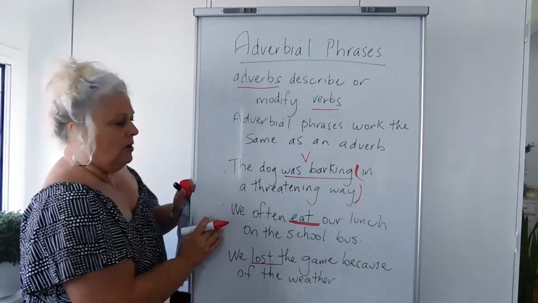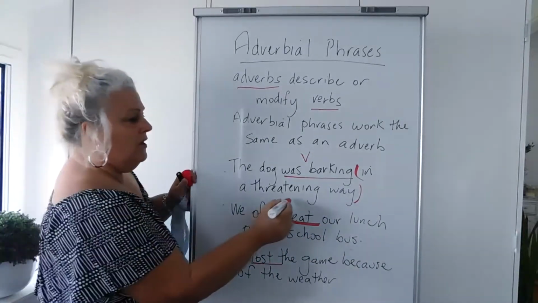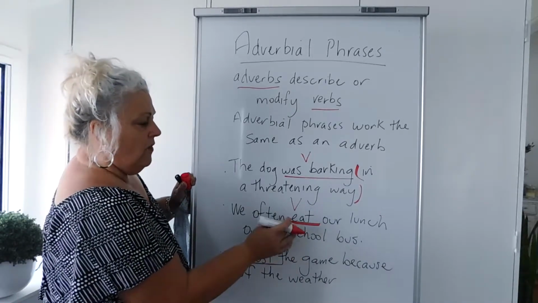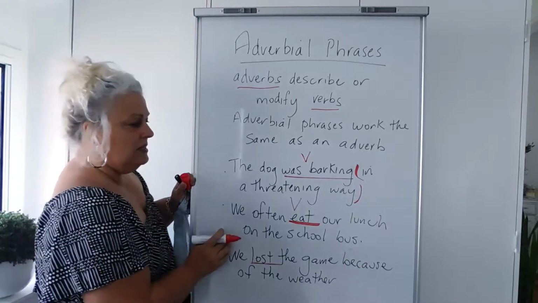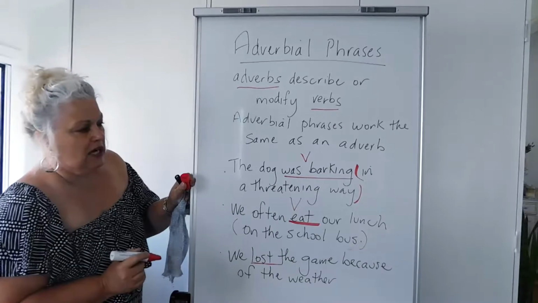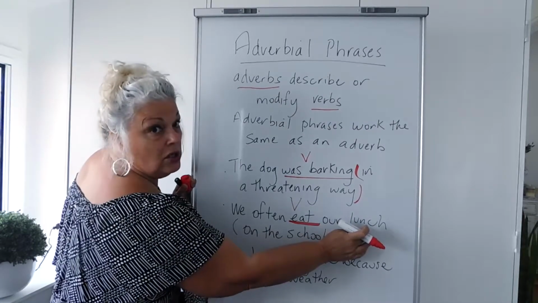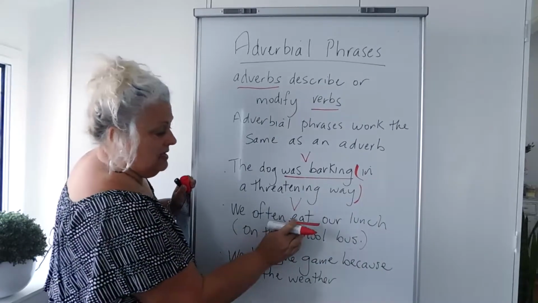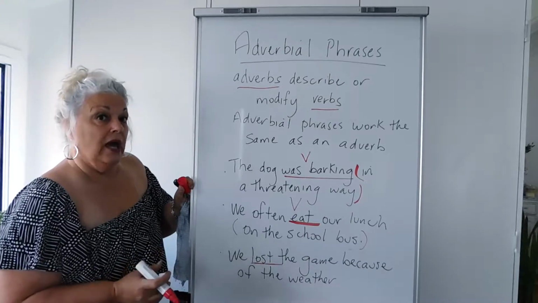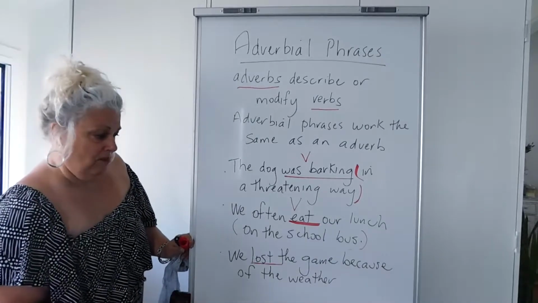In the second, we often eat our lunch on the bus. Eating is an action, and therefore that's the verb. There are some words that qualify this eating and describe the eating, and the eating happens on the bus. We often eat our lunch on the bus. It does not describe the lunch, it describes the action of eating and where it takes place. We often eat our lunch where? On the bus.